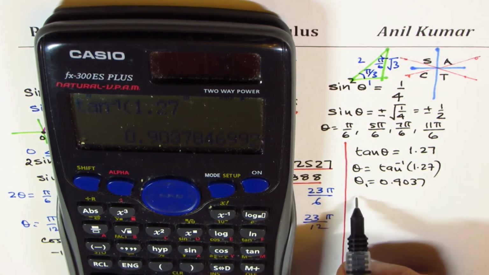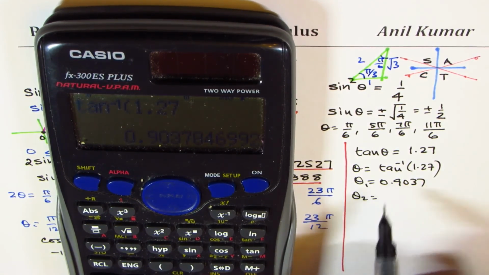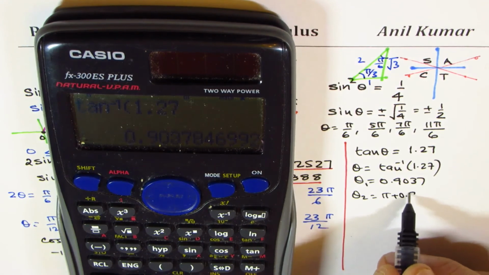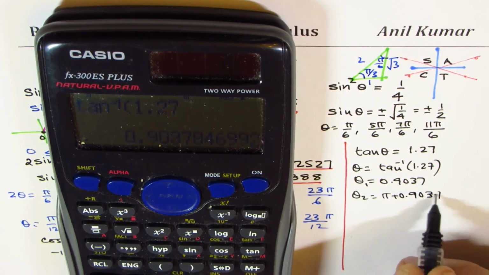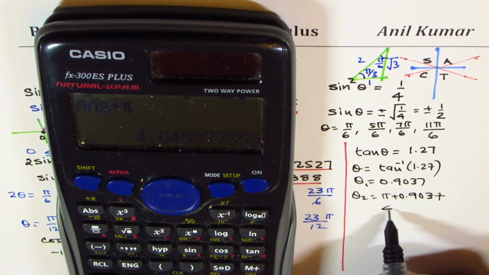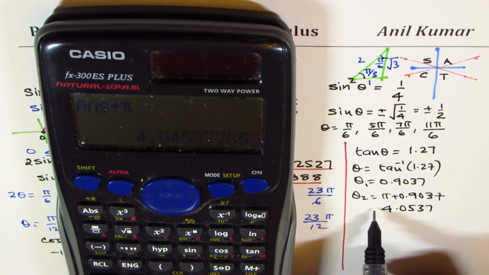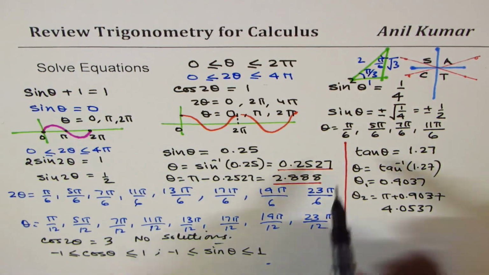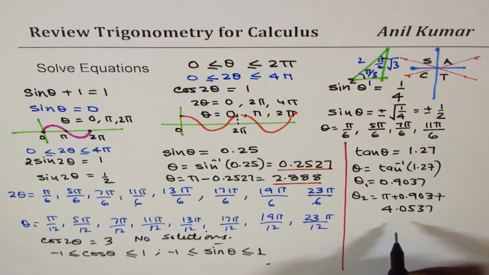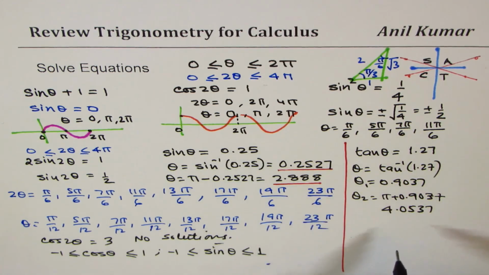So let me call this theta 1. The other value will be pi plus this much, since it is positive in quadrant 3 also. So we can do pi plus 0.9037. Okay, so we'll add pi to this, which gives us 4.0537, correct? So these are two solutions for tan theta equals 1.27. Anyway, what you understand here is that in calculus, all the calculations should be done using radians, and now you understand how you can find different solutions for an equation in radians.